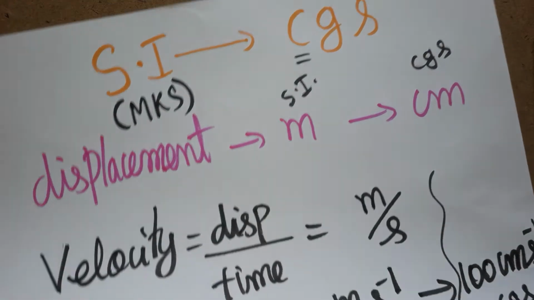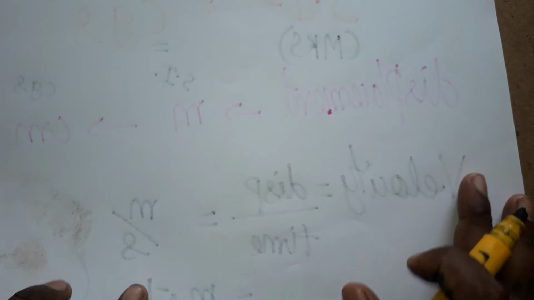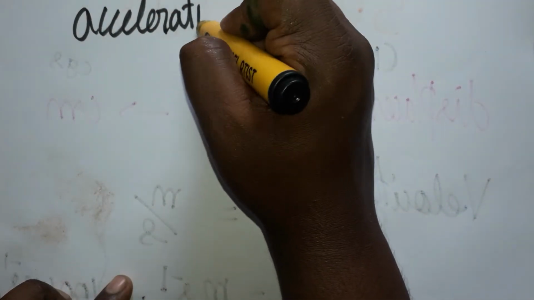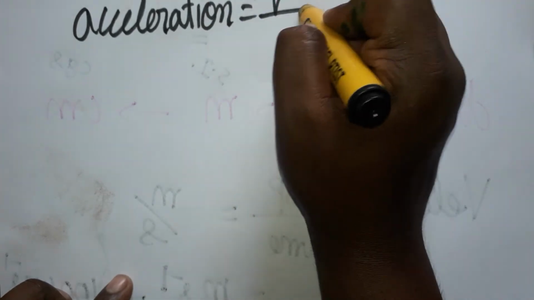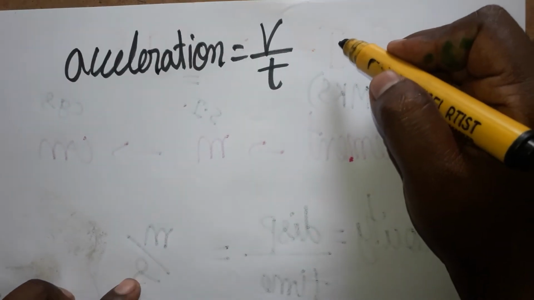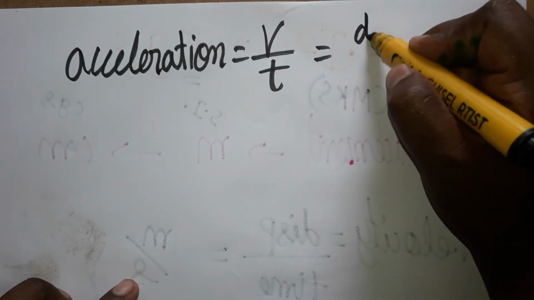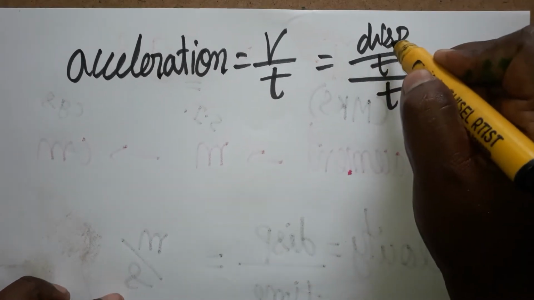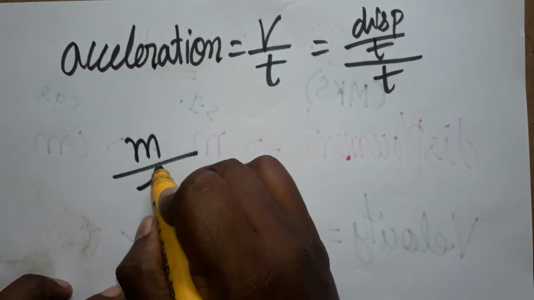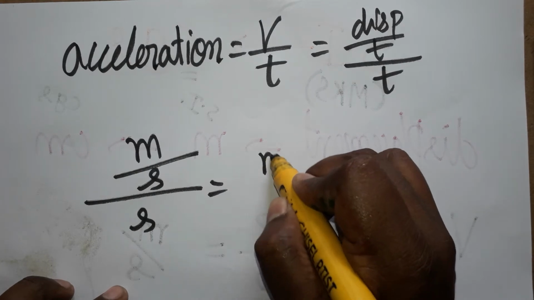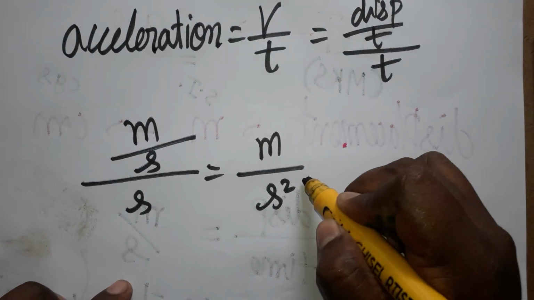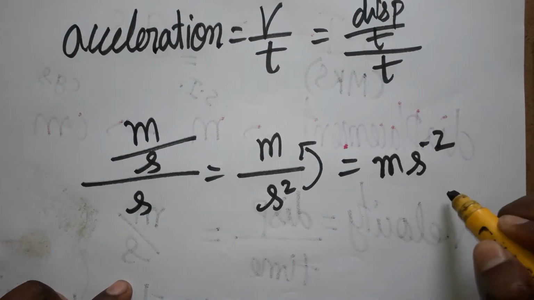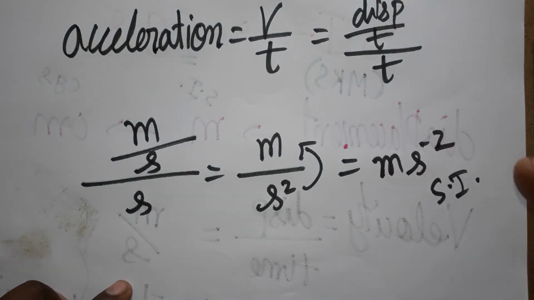Now I am going to teach you the acceleration. First we will see the formula. Acceleration is equal to velocity by time. Velocity is displacement by time, so we can take it as displacement by time divided by time. The displacement unit is meter, the SI time unit is second, by second. So we get meter by second square. Taking the second square from the denominator to the numerator, meter second minus 2. This follows the SI unit because we are following meter kilogram second.